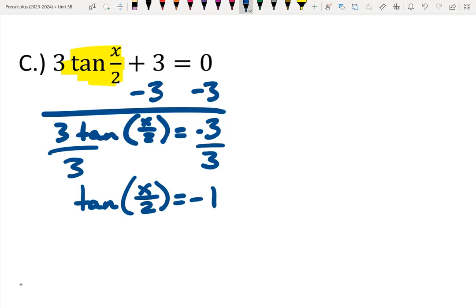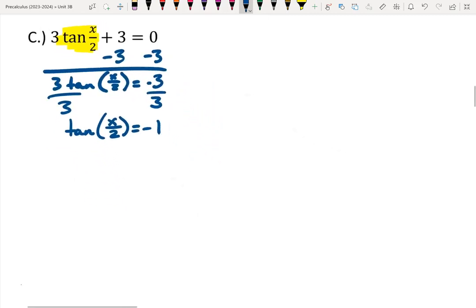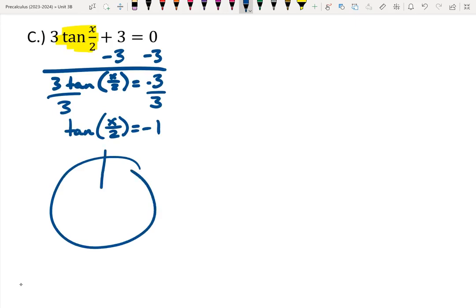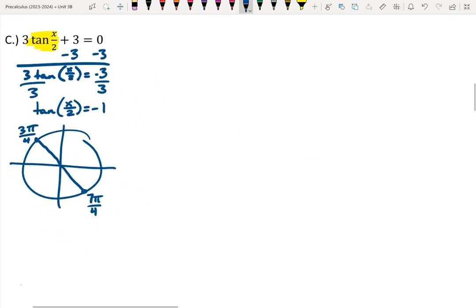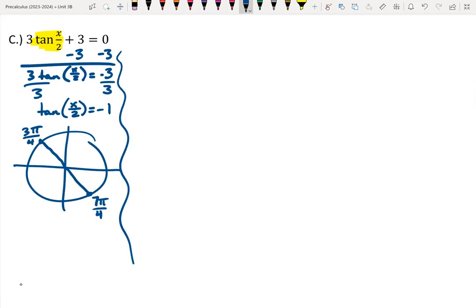Okay. All right, now we can go ahead and look at our unit circle, tangent values, and where does that happen? Sophia V, where is tangent -1? 3 pi over 4 and 7 pi over 4. All right, so let's go ahead and set up our stuff. And we're going to be having x over 2 for each of them.